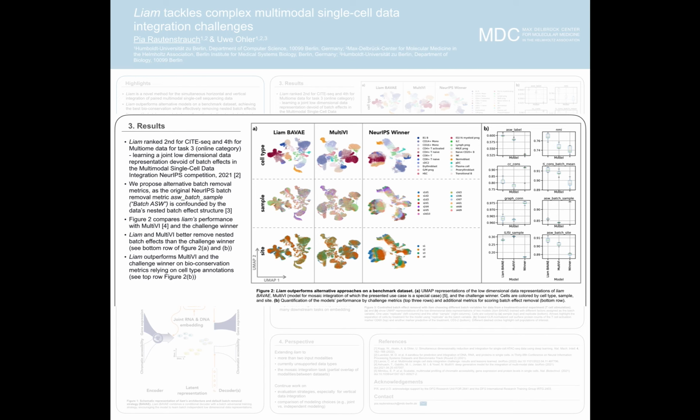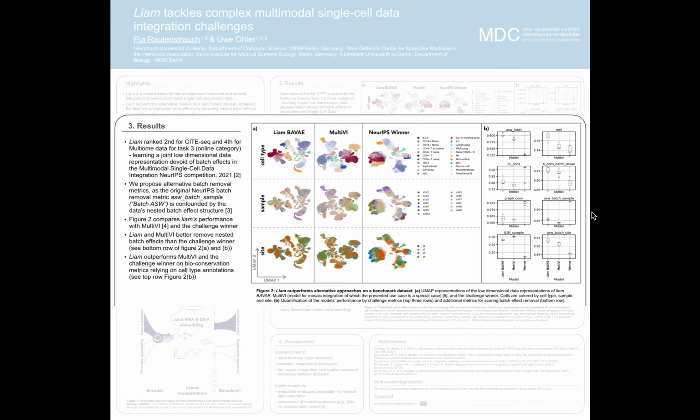The results that I'm showing here are a follow-up analysis of mine after the challenge. So we teamed up with the challenge organizers because we found out that one of the batch removal metrics that was used in the challenge, the ASW batch sample, was confounded by the nested batch effect structure of the data. And you can appreciate this by looking at these UMAP representations of the different models colored by different meta-information. Looking at the meta-information sample and site clearly demonstrates there is a stratification by sample and even more pronouncedly by site in the winning submission.